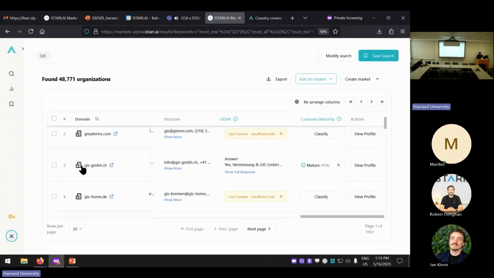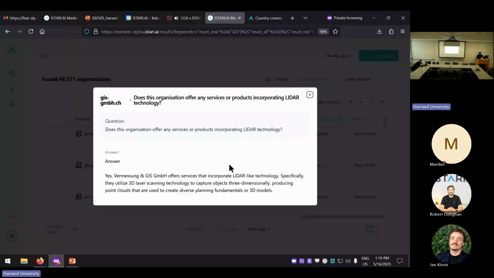However, here for the GIS GmbH.ch, we got an answer. The question was, does this organization offer any services or products incorporating LiDAR technology? And it says yes. The company offers services that incorporate LiDAR technology. Specifically, they utilize 3D laser scanning technology to capture objects three-dimensionally, producing point clouds and so on.